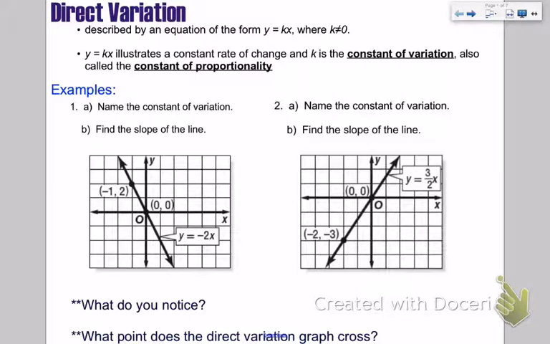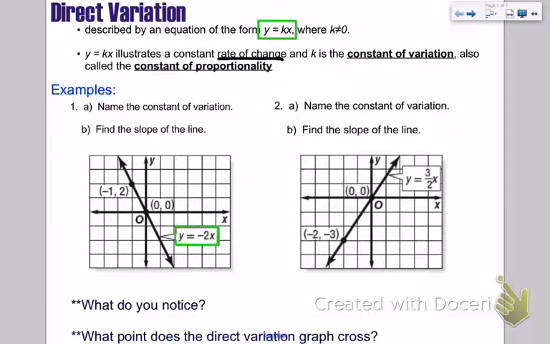Direct variation is described by an equation of the form y equals kx. You will need to know that equation, and we are going to practice with it a lot. And k can never equal 0. y equals kx illustrates a constant rate of change, and k is the constant of variation, also called the constant of proportionality.